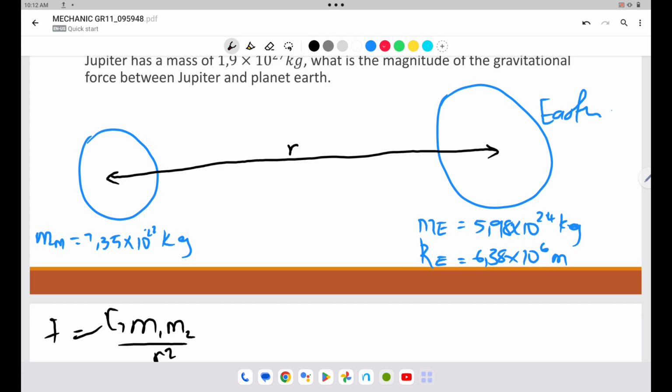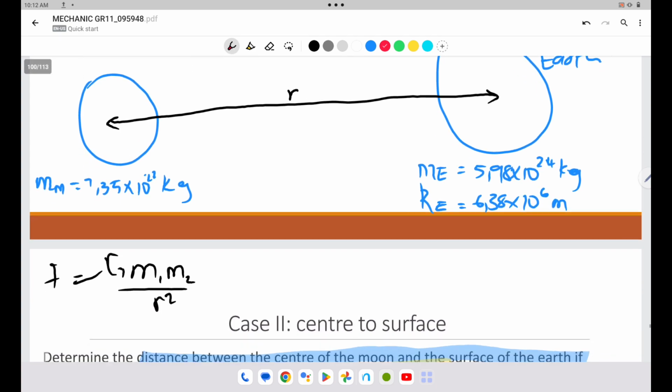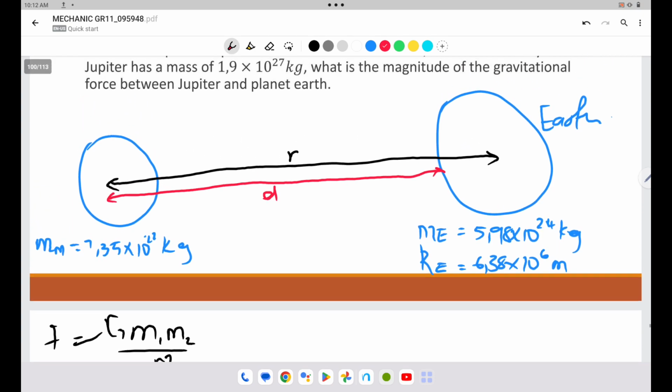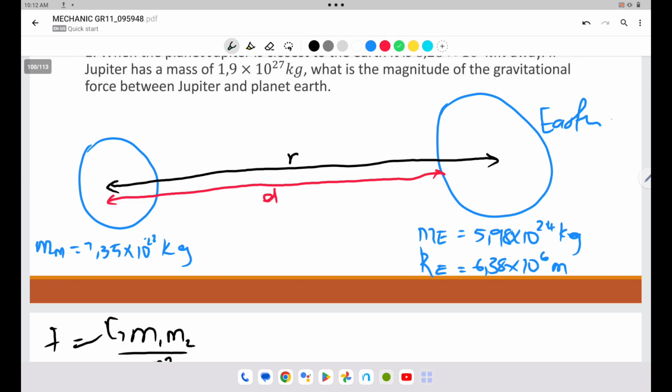But what are we being asked to calculate? Are we being asked to calculate R? The answer is no. We are being asked to determine the distance between the center of the moon from here to the surface of the earth. So that is the distance that we are being asked to calculate, and I'm going to call it D. Okay, so we can include the final distance, this from the center of this circle representing earth to its circumference.